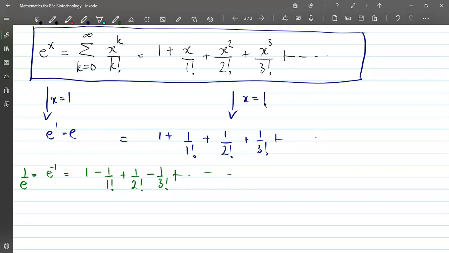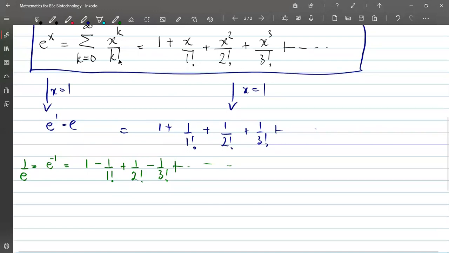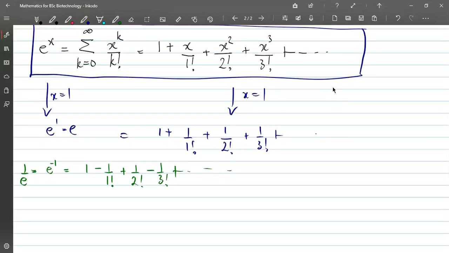E to the power minus 1 is particularly interesting because almost the same thing, only with alternating sign. So these you need to remember. At least e to the power of x in general you need to remember. Is it fine so far, or any questions about this?